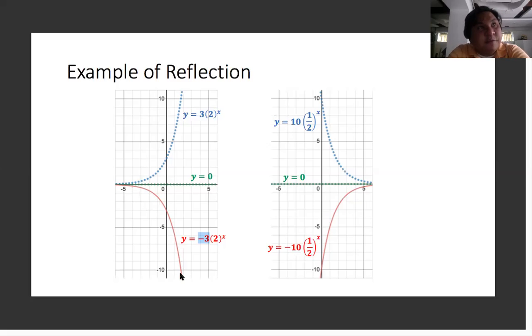When you say to reflect across the x-axis, think of the x-axis as a mirror. So this is your mirror. Whatever you see above it should be the same below it. That is what you refer to as a reflection.